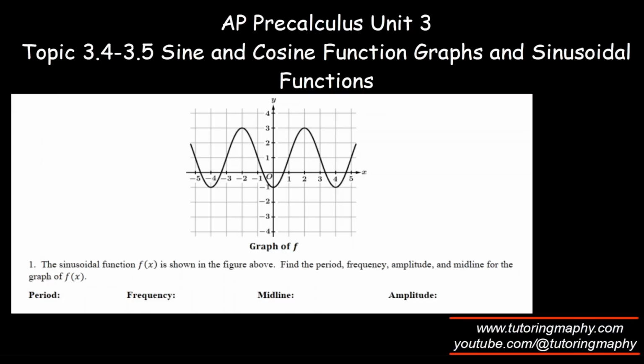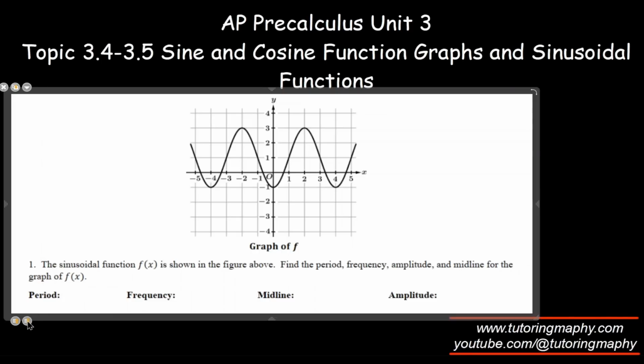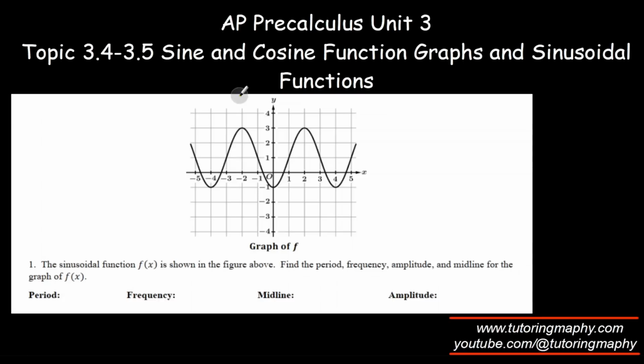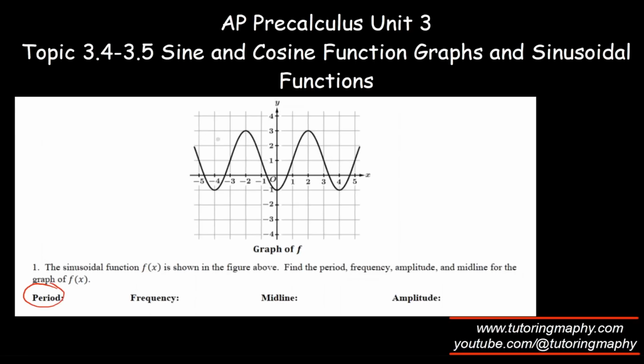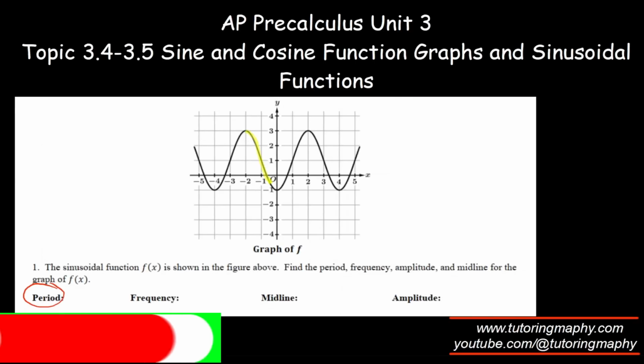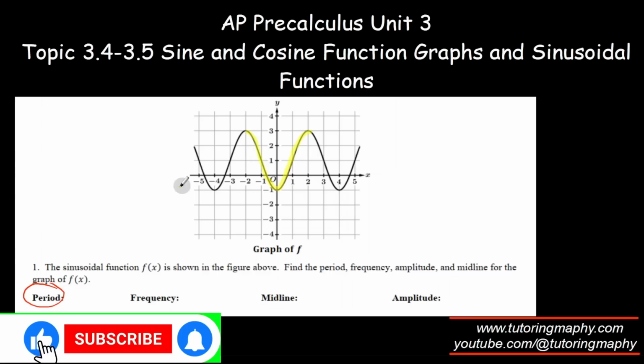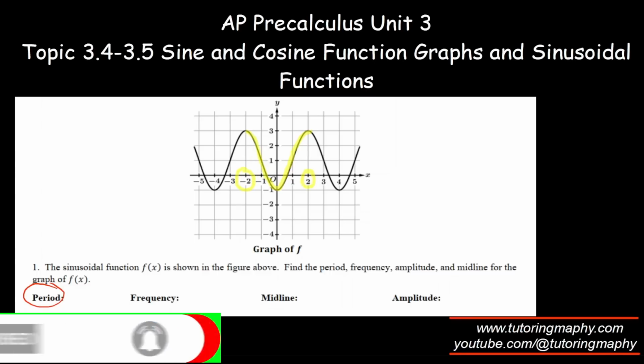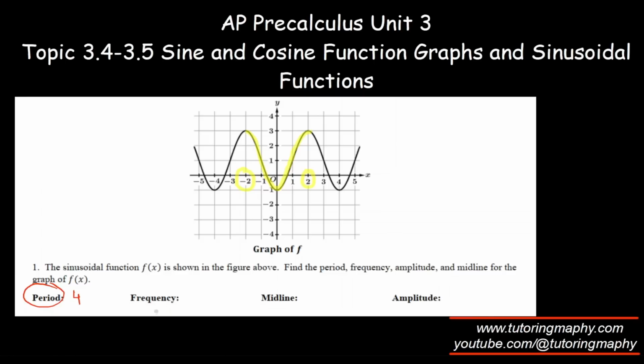Okay, so period is the minimum time taken for one complete cycle, right? Or minimum x that is for one complete cycle. So you can start from any point. Maybe I can start from this peak point. So I will start from here, and one cycle is completed at this point. So I started from -2. It was completed at 2. So from -2 to 2, 4 units. So the period is 4.